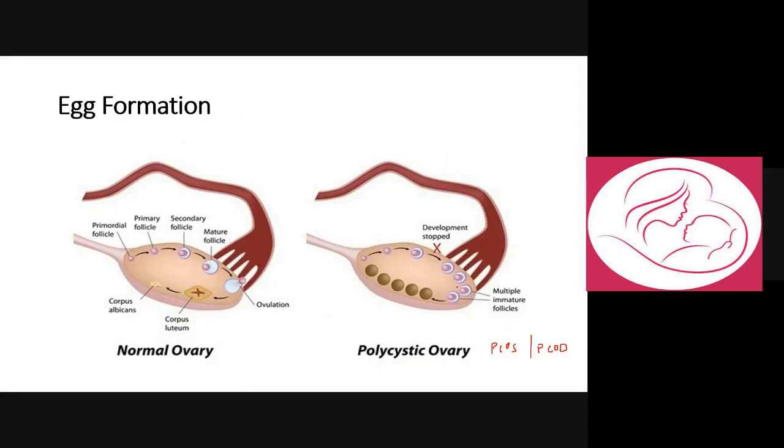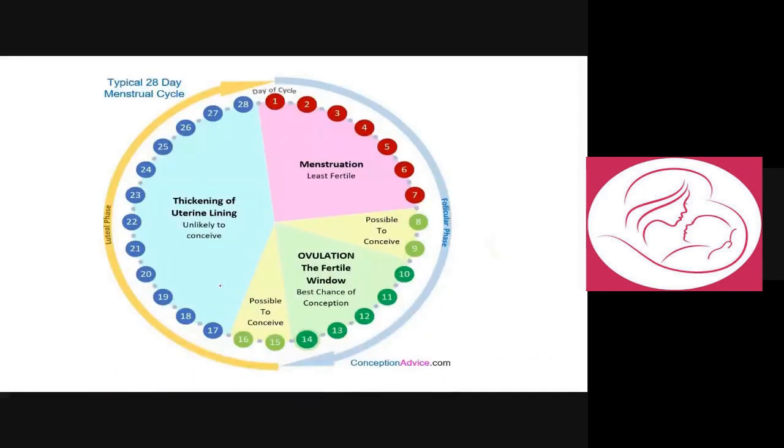Now, having discussed egg formation and having known why the egg is very important and how its development process takes place during your 1 month cycle, fine. Let us go to the next topic and see your menstrual cycle and its 4 components which I have already highlighted. So here I have shown a typical 28-day menstrual cycle.